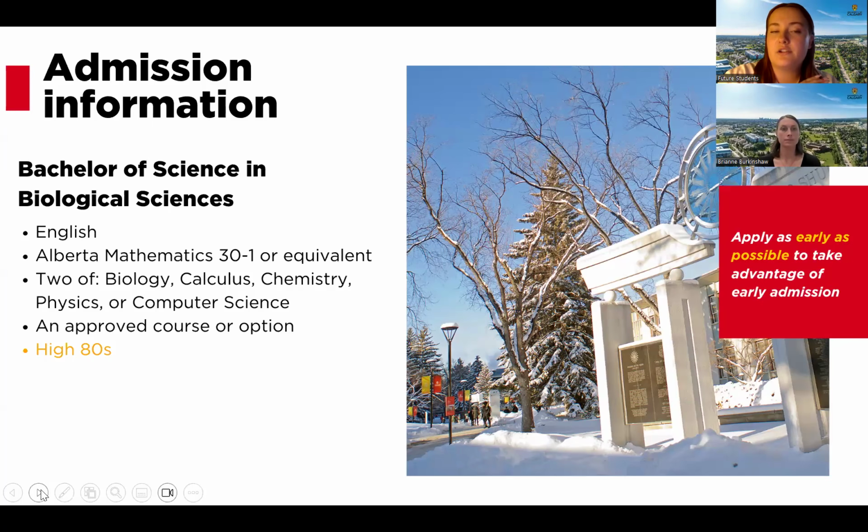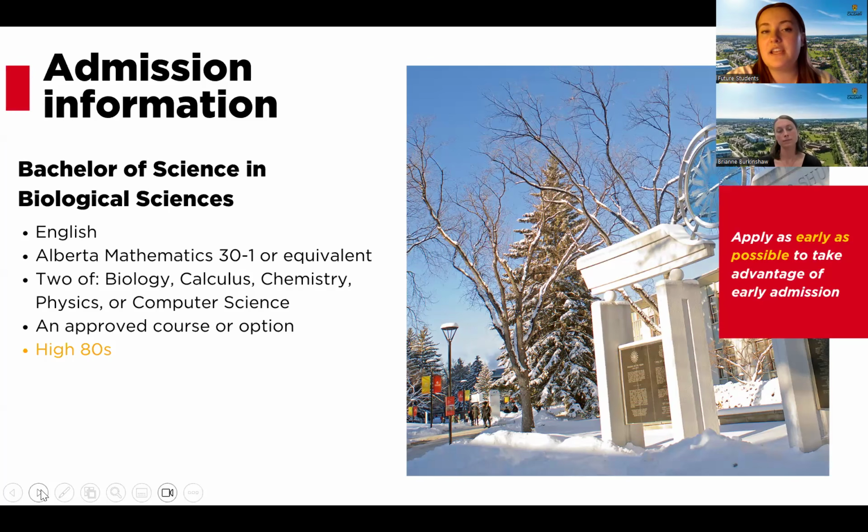Then Alberta Mathematics 30-1 or equivalent. So that's for anybody out of province or out of country. We're looking at that pre-calculus class. And then 2 of biology, calculus, chemistry, physics, or computer science. We'll take a combination of those 2 classes, and then an approved course or option.